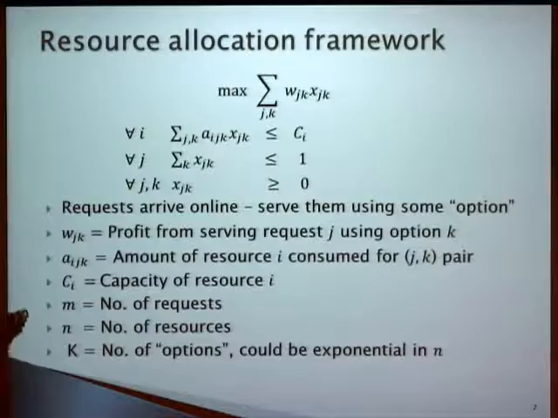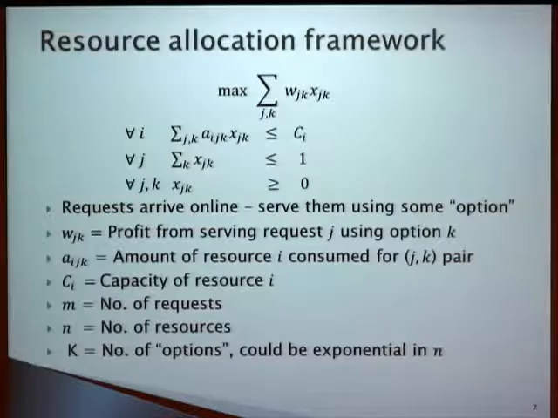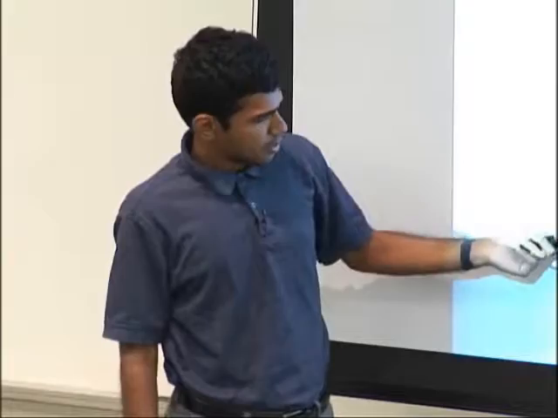Once you pick an option k, this request-option pair jk is going to give you a profit w_jk, and it's also going to consume a_ijk amount of resource i. The same thing, you cannot serve a request with more than one option. That is what the second constraint says. And the goal is to maximize your profit subject to capacity constraints, because each resource has a capacity. C_i is the capacity of resource i. So k is the number of options, and this could be exponential.